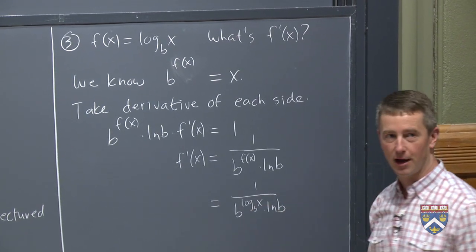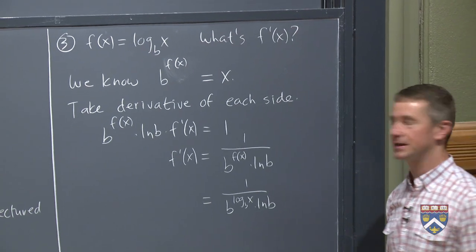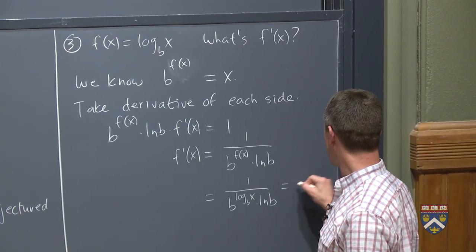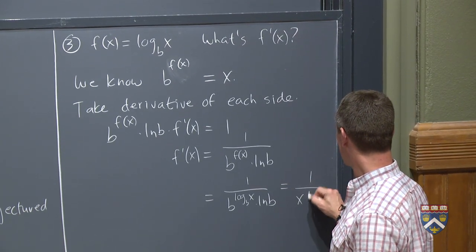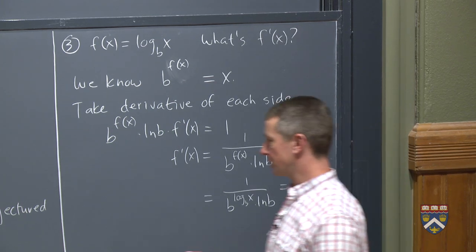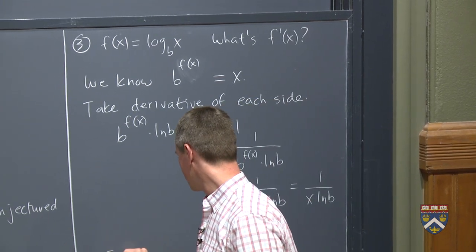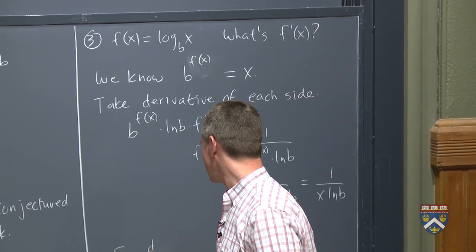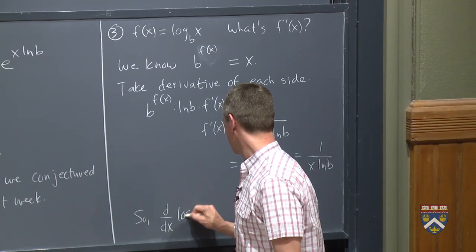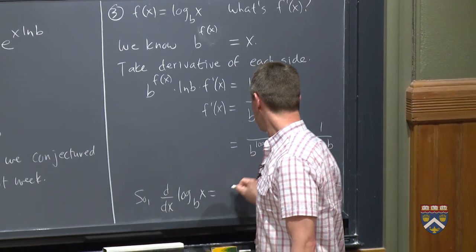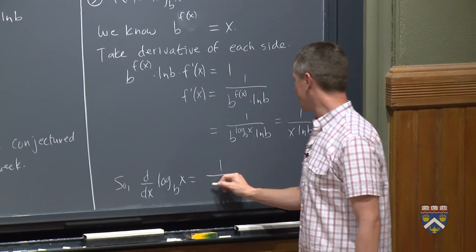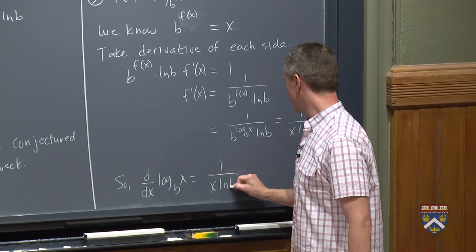And what is b to the log base b of x? That's just x. So this is just 1 over x ln b. So that's our new derivative rule. If you want to take the derivative of any base of a log function, this is what you will get: 1 over x natural log b.